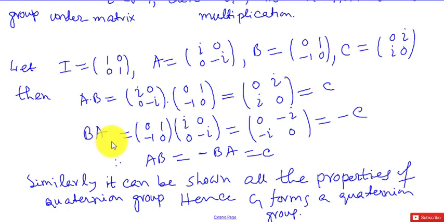Similarly, B into A is equal to [[0,1],[-1,0]] into [[i,0],[0,-i]] is equal to [[0,-i],[-i,0]], which is equal to minus of C. Therefore, AB is equal to minus of BA is equal to C.